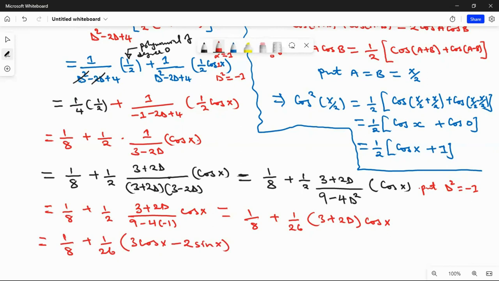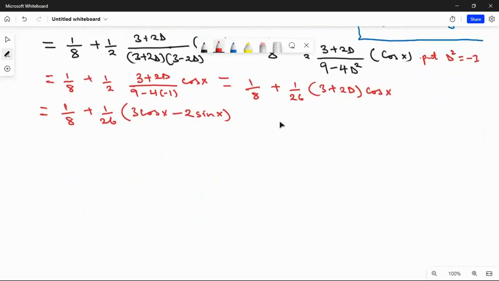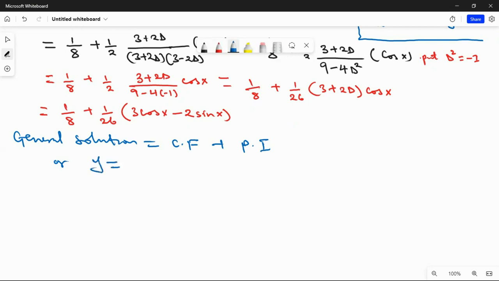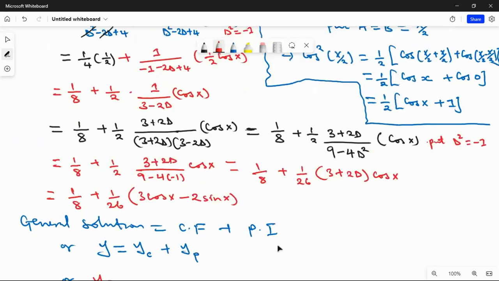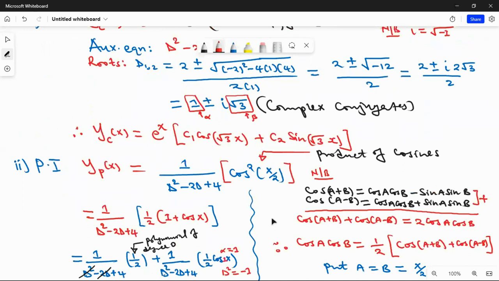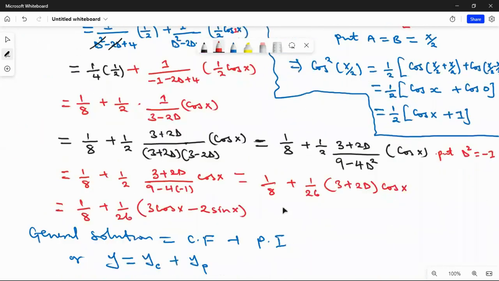Now we need to find the general solution. You simply add those two solutions, the complementary function and the particular integral. So you can write here that the general solution is equal to the complementary function plus the particular integral, or y is equal to yc plus yp. Let's see what we got as our complementary function. We refer to it, that was e to the x times c1 cosine of root 3 x plus c2 sine of root 3 x. That's what I write here.